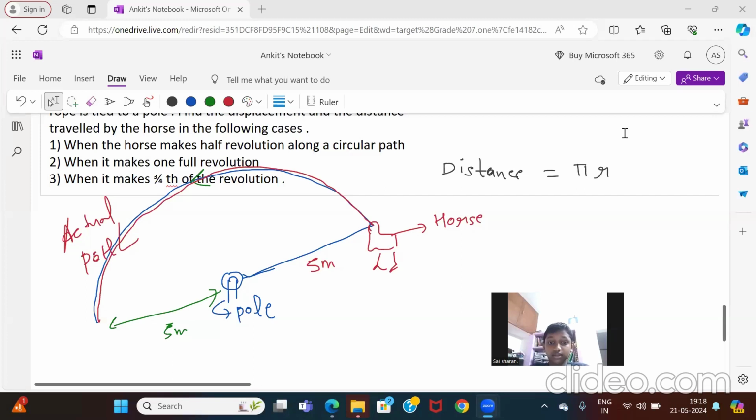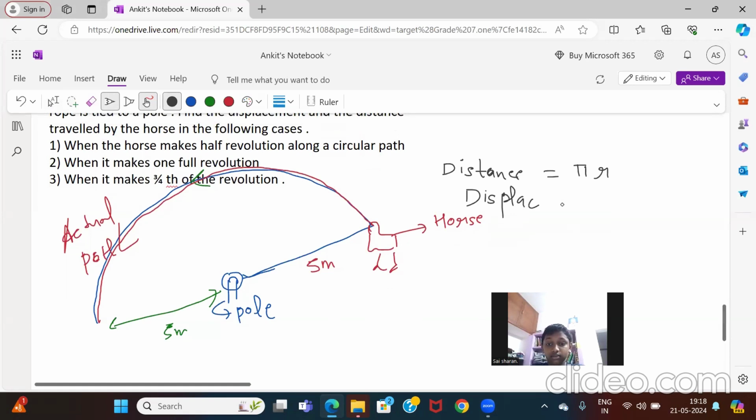Now, can you solve the other parts? See, first part, it is clear distance is pi r. What is displacement? Sir, 10. Very nice. 2 into r, that is 2 into 5, 10 meters. And distance is pi r, which means 3.14 multiplied by 5. Clear? Yes, sir.